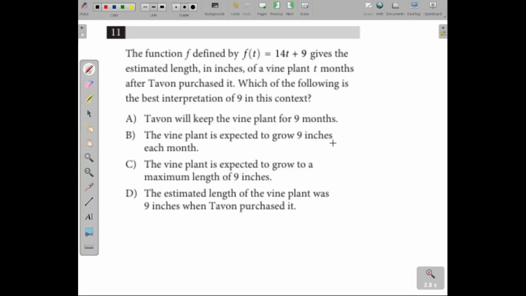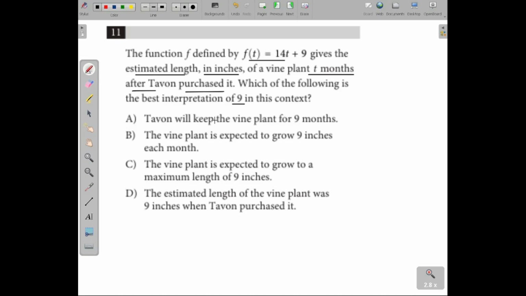Number 11, the function f defined by f of t equal to 14t plus 9 gives the estimated length in inches of a vine plant t months after Tavon purchased it. Which of the following is the best interpretation of 9 in this context? We can start by analyzing each answer option.